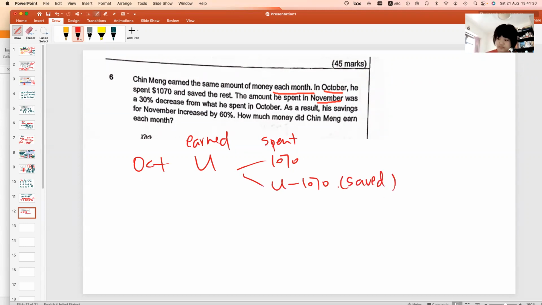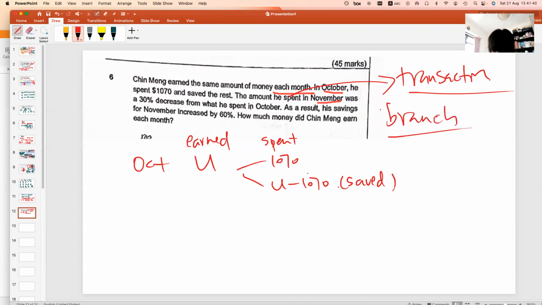Oh, by the way, spend means transaction, right? So for transaction, you should use the branch method. So I'm using the branch method here. And then what? You have November. Same thing, earn u.